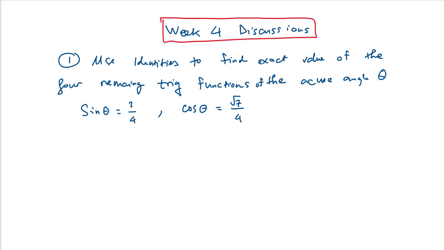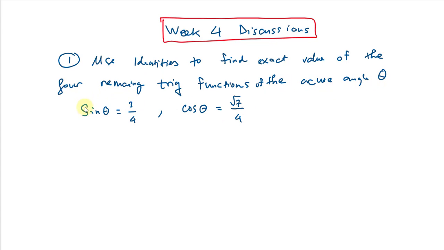In this video, we are going to solve a few more extra examples on the week 4 discussion problem, and I hope that this problem will help you for this week's discussion as well as the homework assignments or the quizzes. The very first problem, we are asked to use the trig identities to find the exact value of the 4 remaining trig functions of the acute angle theta.